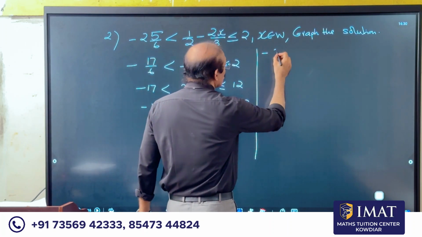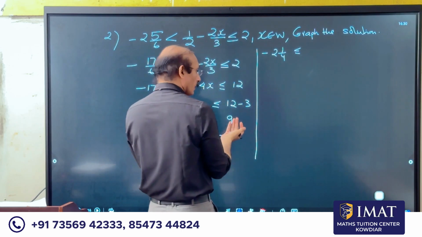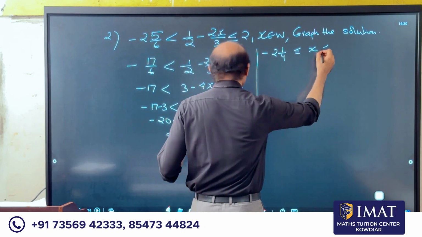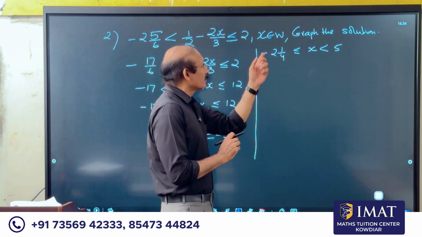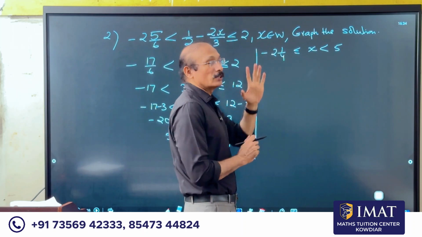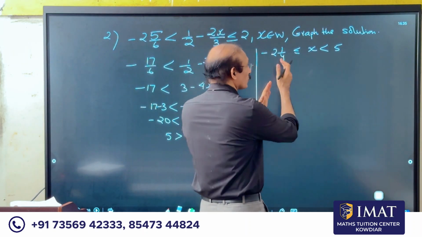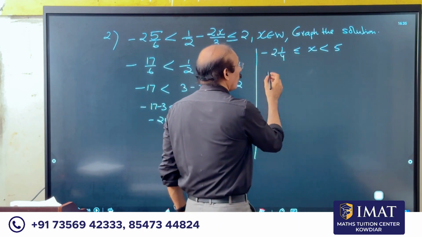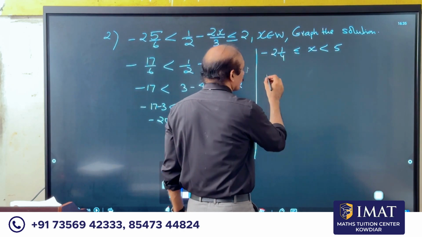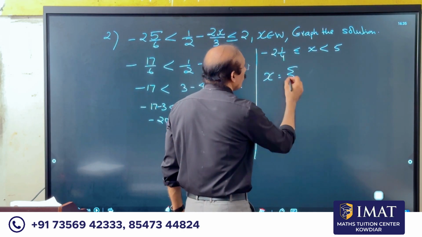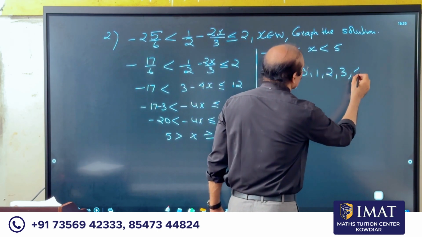9 by 4 is 2 and 1 by 4, right? Less than or equal to x, you are flipping it over, less than 5. So this is the solution. Okay, now see, children, x belongs to W, that is the replacement set. So take all those values of x which lie inside this interval, all those whole numbers that lie inside this interval. x is equal to, see, whole numbers, so it will be 0, 1, 2, 3 and 4.